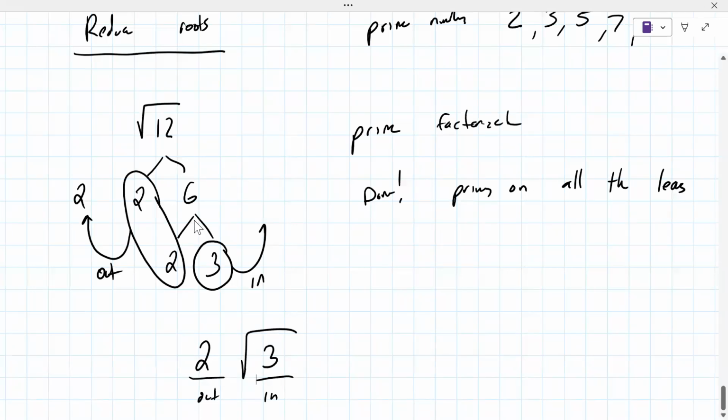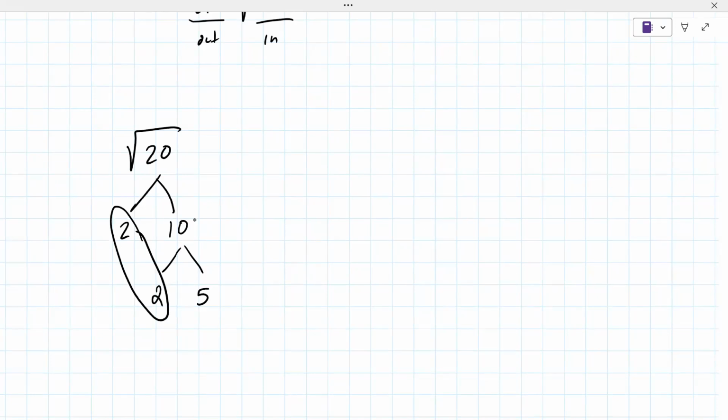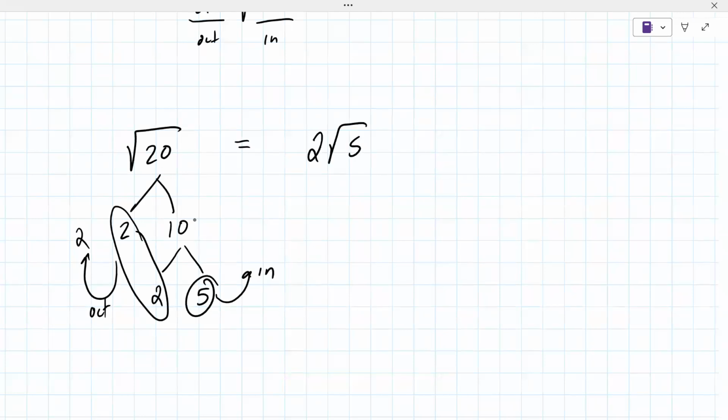Okay, let's look at another example here. Square root of 20. Start with two. Does two go into 20? Yes, by 10. And then you try it again. Two times what number gets you back to five? They're all prime numbers, so you circle pairs. You bring a two out, but the five stays in because there's nothing to go with it. So your answer is 2 square root 5.